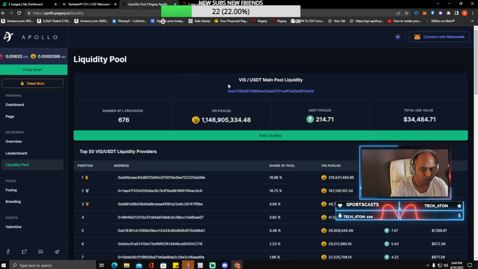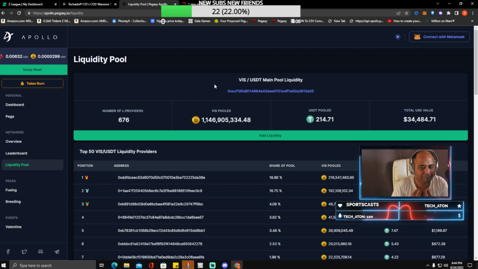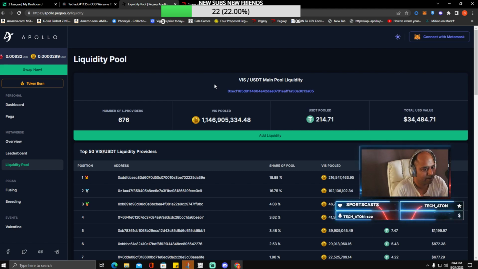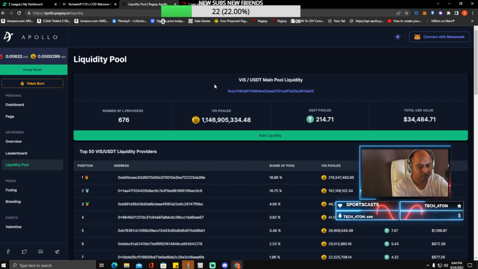Also, try to understand this part: supply versus demand. There is a lot of supply for VIS and very little demand for VIS, while there is very little USDT but very high demand for USDT. We have been tracking and talking about this, that the pool is getting drained. The liquidity pool actually doesn't hold anything. So basically, you would say it's like a bank, and that bank doesn't have any money.